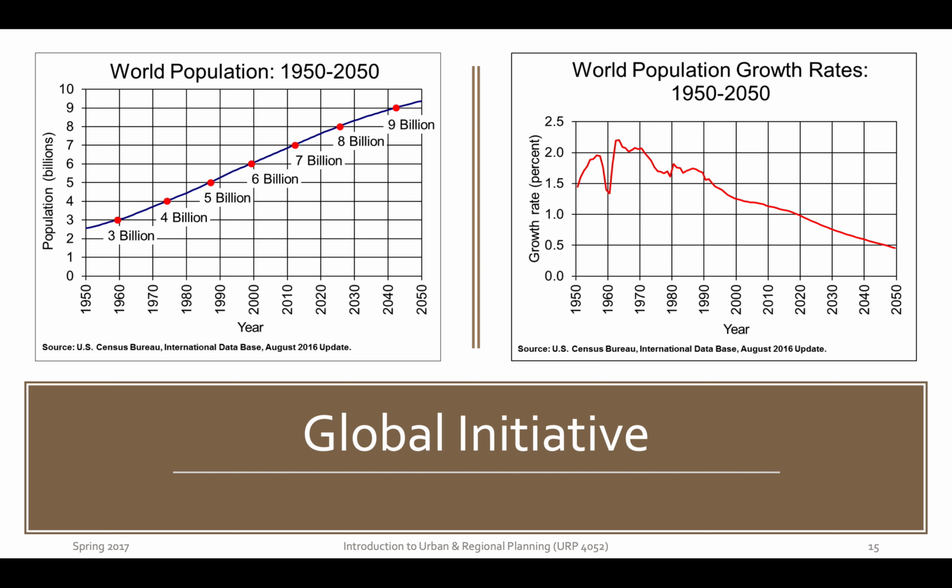To eradicate extreme poverty and hunger, to achieve universal primary education, to promote gender equality and empower women, reduce child mortality, improve maternal health, which is expanding universal access to reproductive health care, combat HIV/AIDS, malaria, and other diseases, ensure environmental sustainability, and develop a global partnership for development.